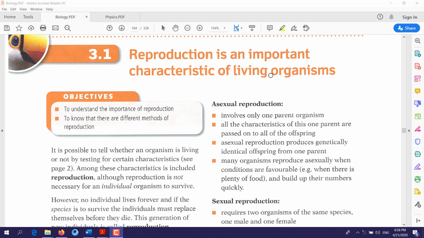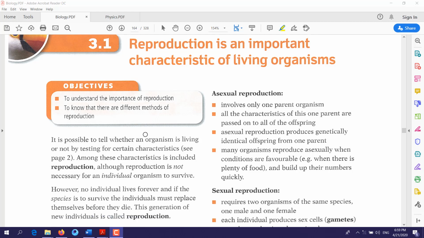The objectives for this lesson are, firstly, to understand the importance of reproduction, and to know that there are different methods of reproduction. Firstly, you should be able to define reproduction, the process of reproduction, and why it's important for living organisms. And then you should also be able to mention how many ways of reproduction there are, and also the difference between these two ways.